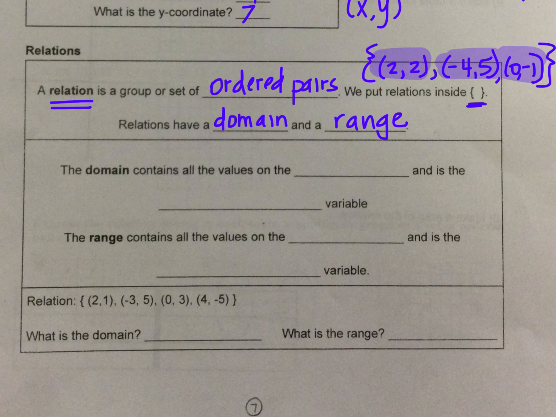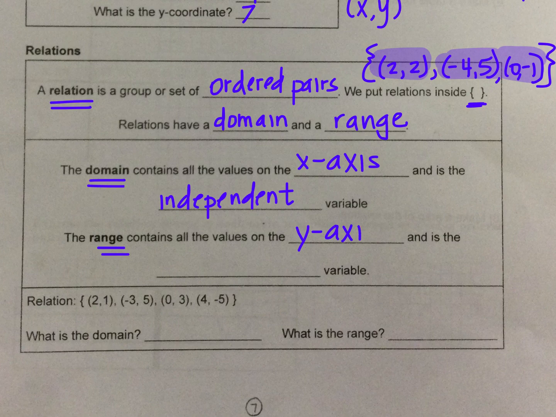We're going to see this word domain a lot. A domain contains all the values on the x-axis, and we also call it the independent variable. The range contains all the values on the y-axis, and we call it the dependent variable.